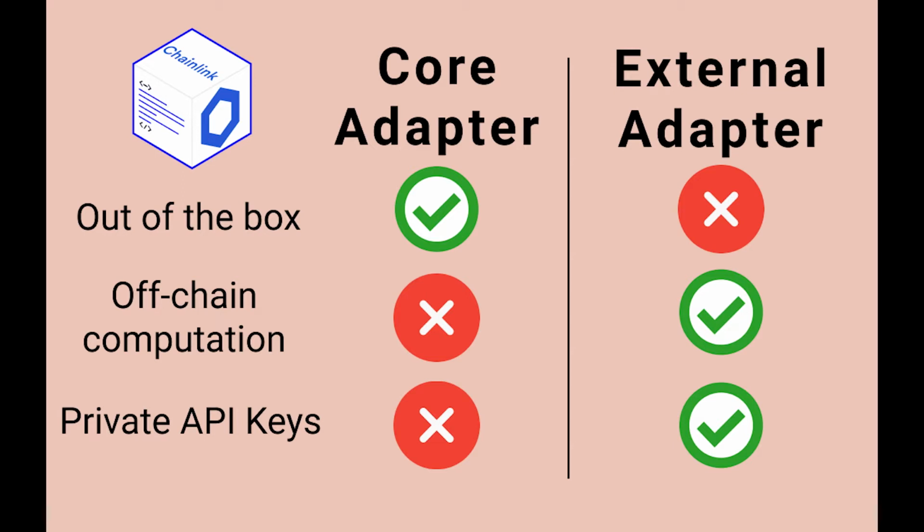The other reason is if you're using an API that requires a private key. Using an external adapter allows you to set environment variables. And so this lets you use a private key to access the API.